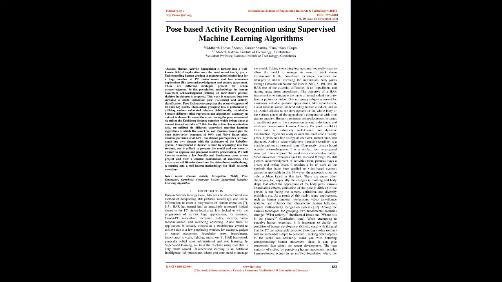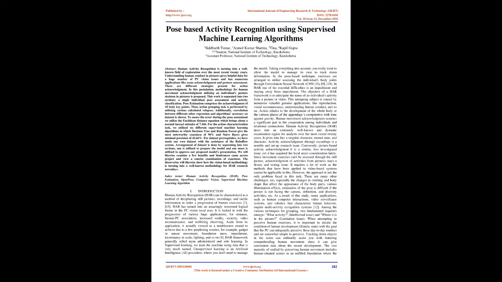Additionally, a comparison between various other regression algorithms' accuracy on the dataset is shown. To assess the error during the pose assessment we utilize the Euclidean distance equation, which brings about a normal approximate error of 7.166. For the action characterization task, we utilized 6 different supervised machine learning algorithms in which decision tree and random forest give the most noteworthy exactness of 96% and naive Bayes gives minimal precision of 42.66%.